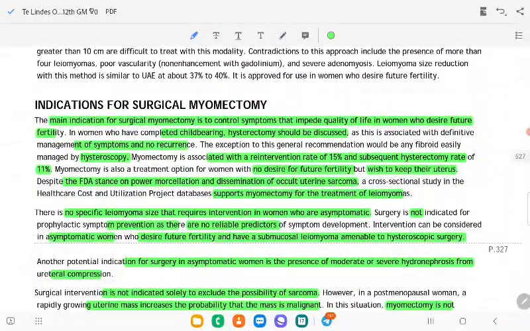Then what are the indications of surgical myomectomy? The main indication for surgical myomectomy is to control symptoms that impair quality of life, like pressure symptoms and pain symptoms, where they desire future fertility. If they have completed childbearing, hysterectomy can be considered.